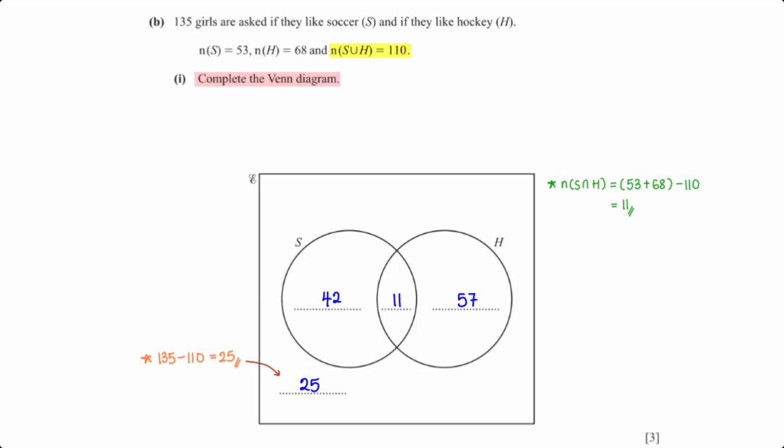Now let's find the number of girls who like both soccer and hockey. To get this number, we subtract 110 from the sum of 53 and 68. This gives us 11. To get the number of girls who like soccer only, we subtract 11 from 53. This gives us 42. To get the number of girls who like hockey only, we subtract 11 from 68. This gives us 57.